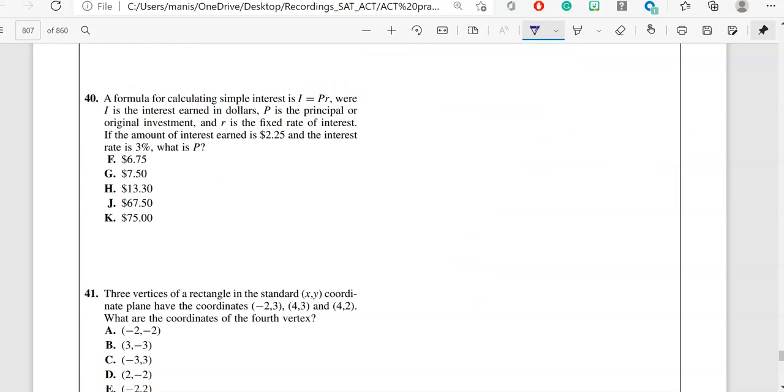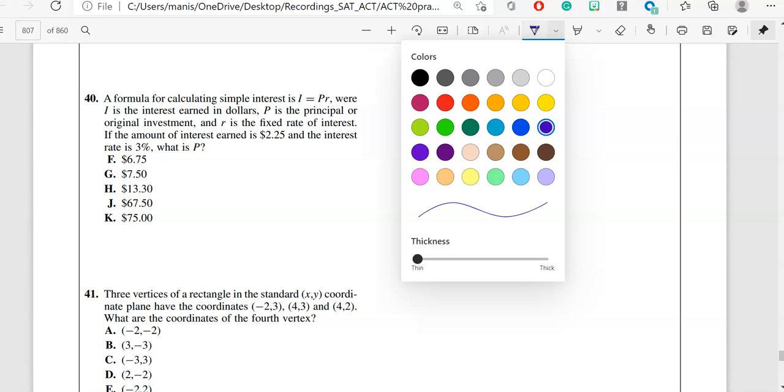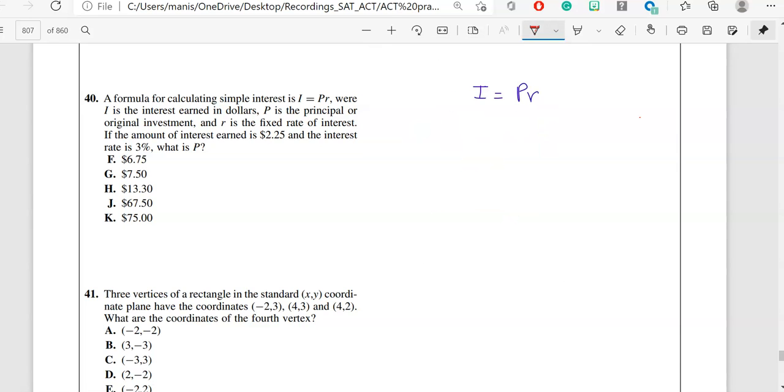Question 40. A formula for calculating simple interest is I is equal to PR. Whenever you see a formula given to you, this means you have to look for the required values, substitute the values, and find the unknown quantity. I is the interest earned in dollars, P is the principal or original investment, and R is the fixed rate of interest. If the amount of interest charged is $2.25 and the rate of interest is 3%.